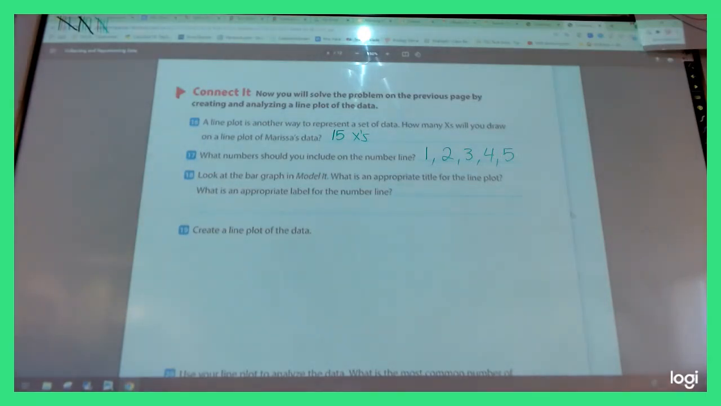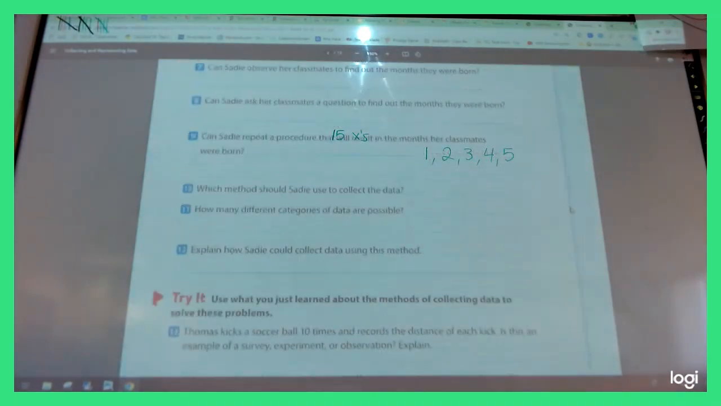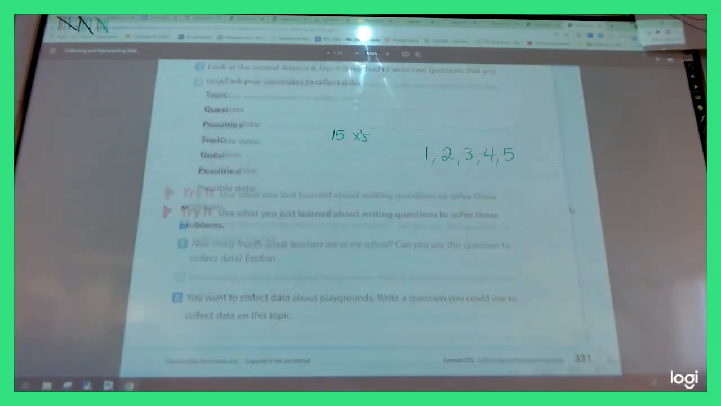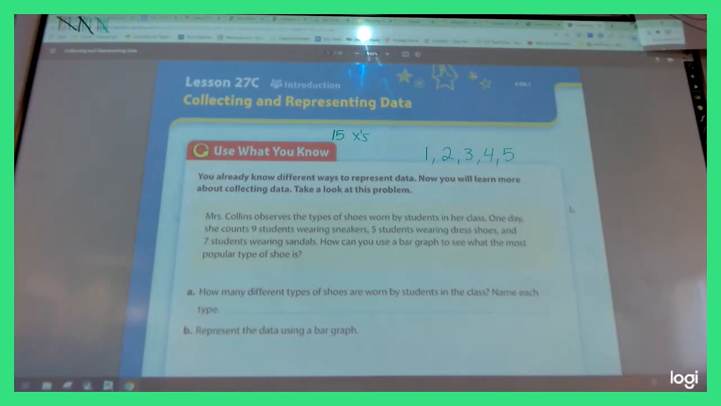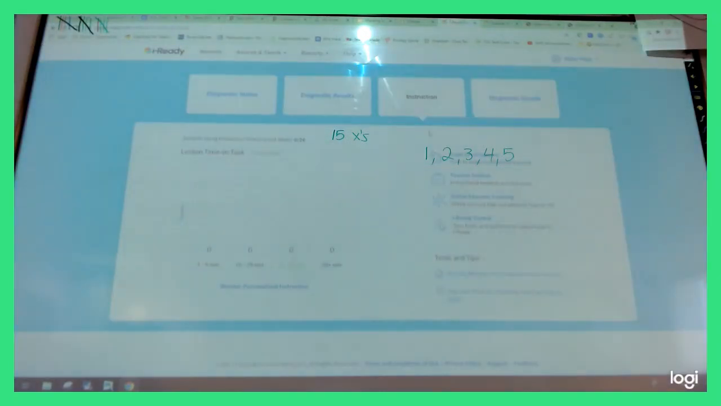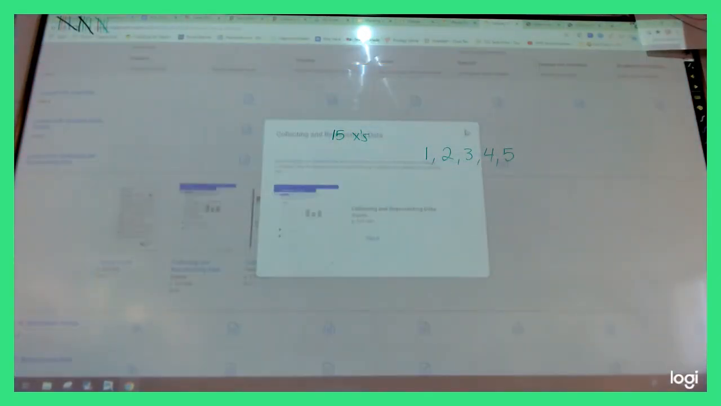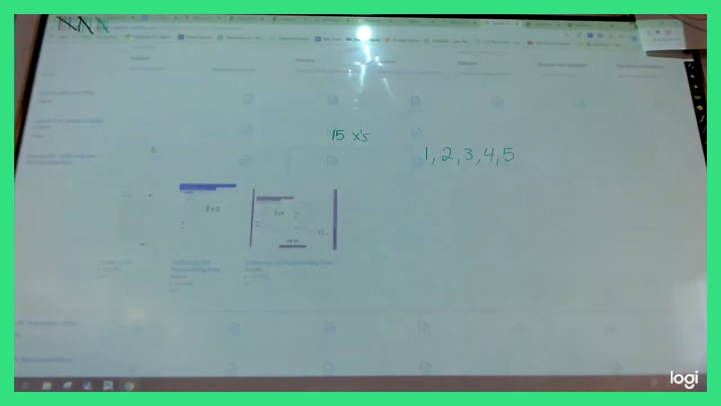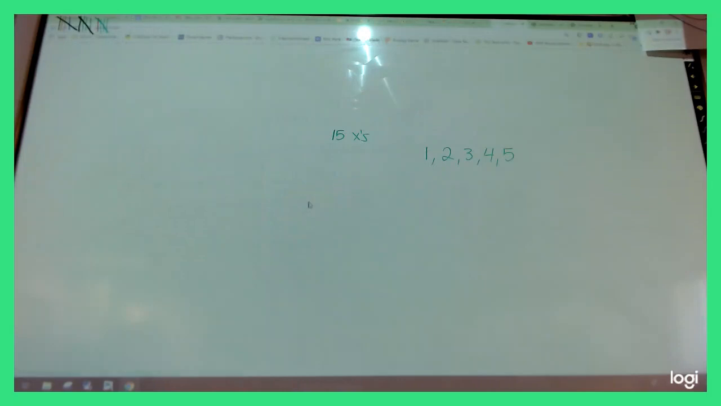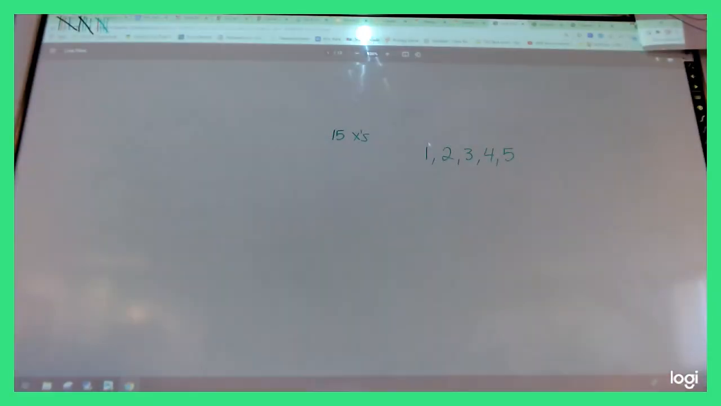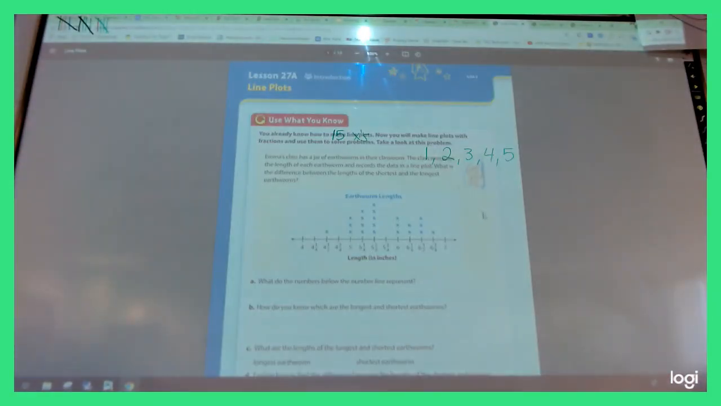Well, bear with me as I scroll backwards. Well, I have to go all the way back to a different lesson. Okay. Let me blow it up a little bit.